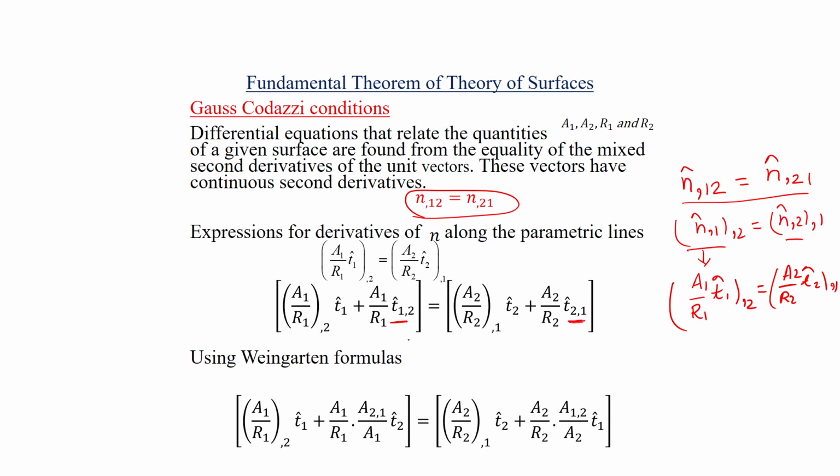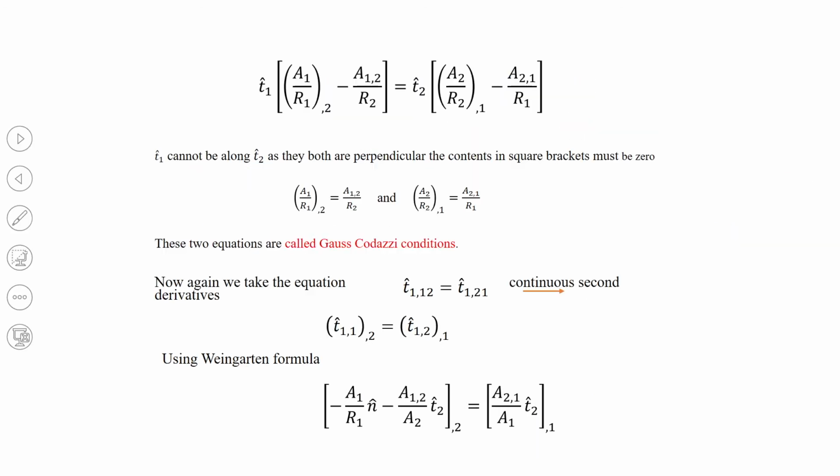So, using the Weingarten formula, T hat 1 comma 2 is A2 comma 1 upon A1 into T2, and T2 comma 1 is equal to A1 comma 2 upon A2 into T1. If we substitute like this and now collect the coefficients of T1 and T2, if you arrange, or you can take everything from the left hand side or right hand side, then it is going to be 0.